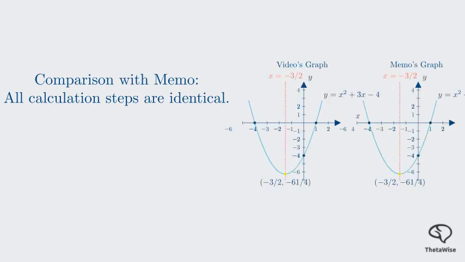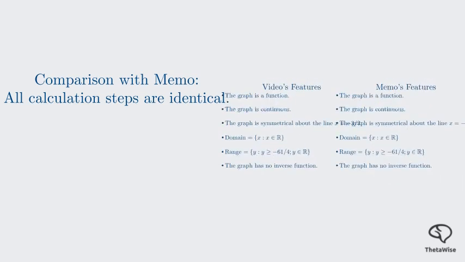Let's quickly compare our solution with the provided memo. Looking at the steps, the shape, x-intercepts, y-intercept, axis of symmetry, and turning point calculations are all identical. The final sketch is also a perfect match. Both our graph and the memo's show the correct intercepts, axis of symmetry, and the exact turning point. Finally, the 6 features we stated for the graph are exactly the same as the ones listed in the memo. This confirms that our step-by-step method is accurate and reliable. We have successfully sketched the parabola and identified its key features.